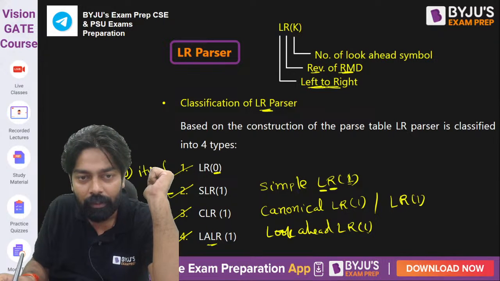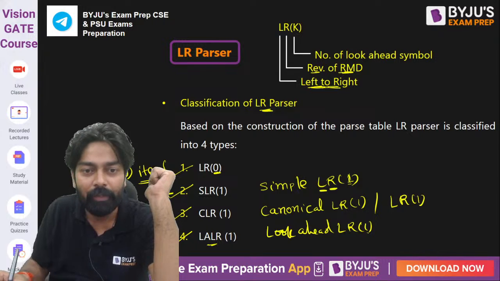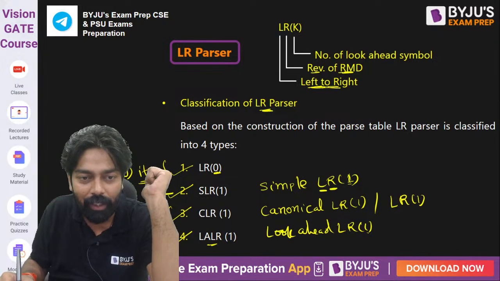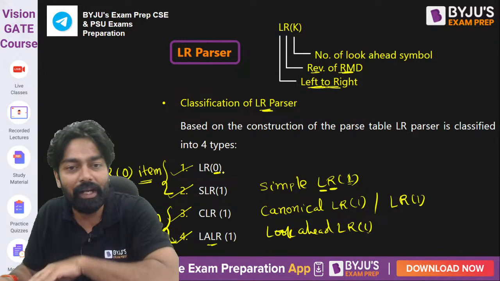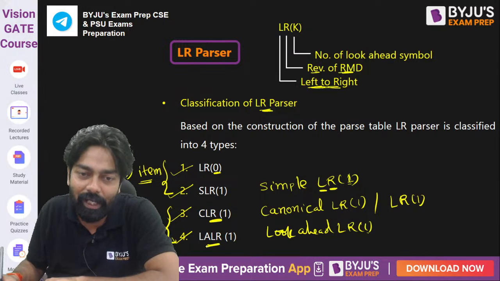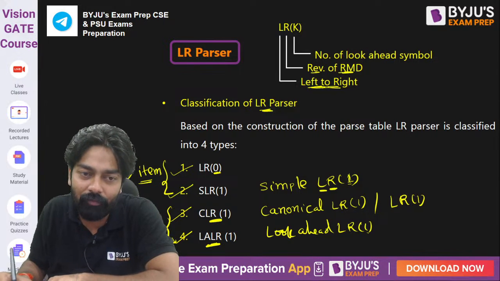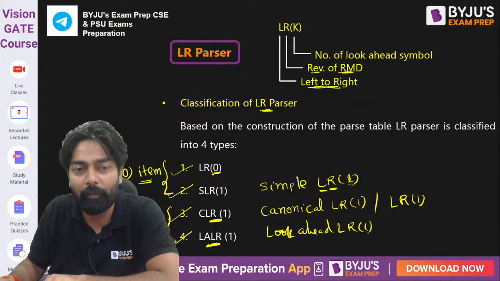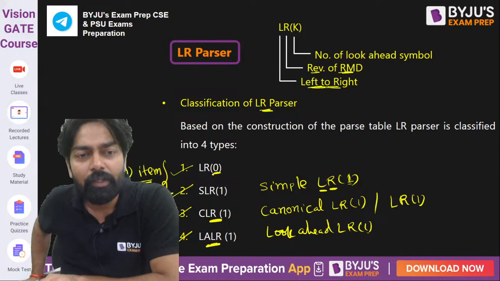Now, see clearly, these two are based on LR0 items. LR0 and SLR1 are based on LR0 items, and CLR1 and LALR1 are based on LR1 items. Are you getting my point?